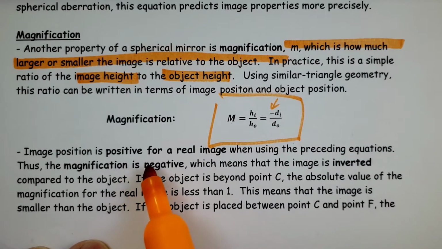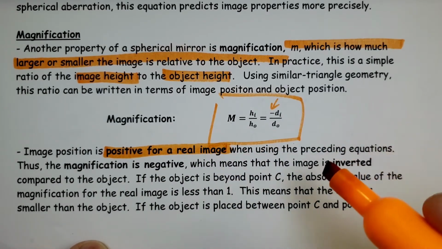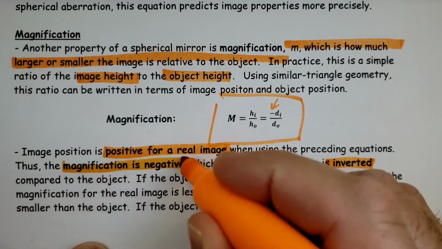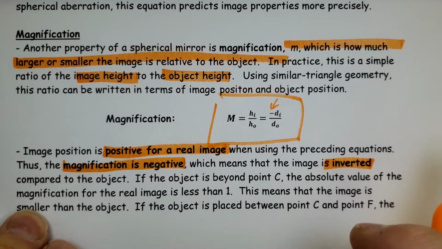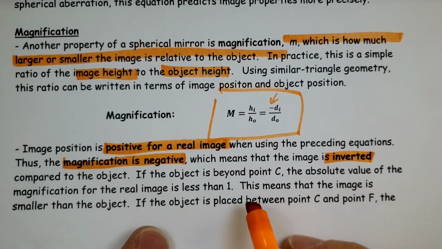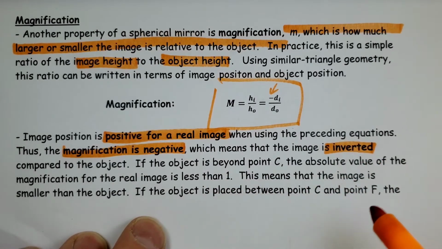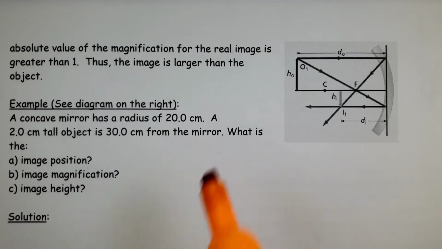Image position is positive for a real image because it's on the left-hand side of the mirror. When using the preceding equations, the magnification is negative, which means the image is inverted. So if M is negative, that means it's inverted compared to the object. If the object is beyond C, the absolute value of the magnification is going to be less than 1. This means that the image is smaller. If the object is placed in between C and F, as we've seen earlier, the absolute value of the magnification for the real image is going to be greater than 1. Thus, the image is larger than the object.